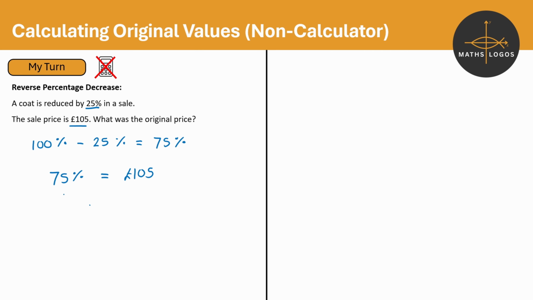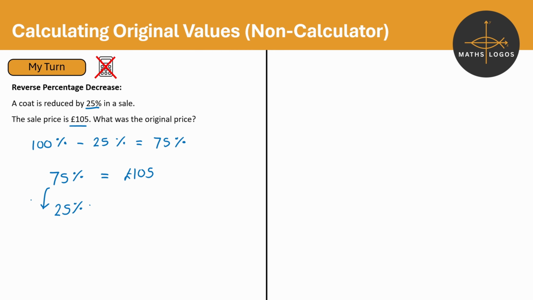And as before, we want to scale up to 100% to find the original. In this case, the sale price should be lower than the original. Or we could word that as the original should be greater than the sale price. A good building block on the way to 100% is 25%.